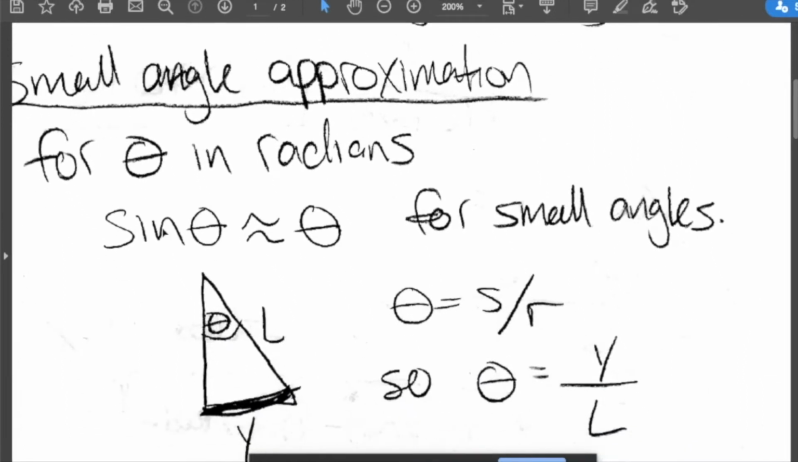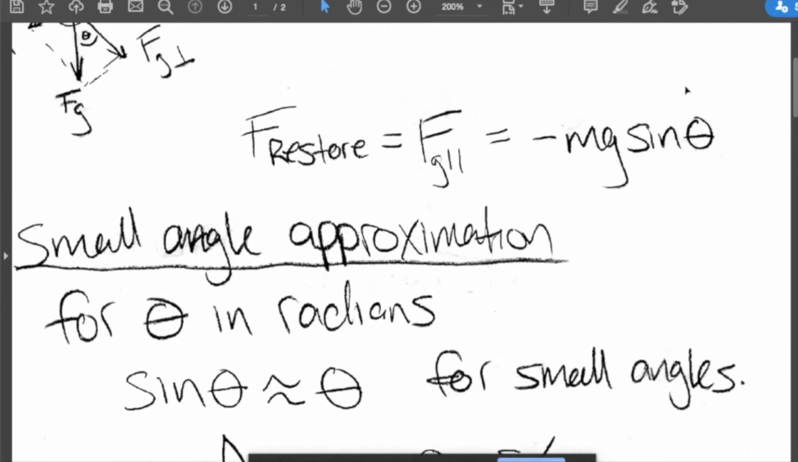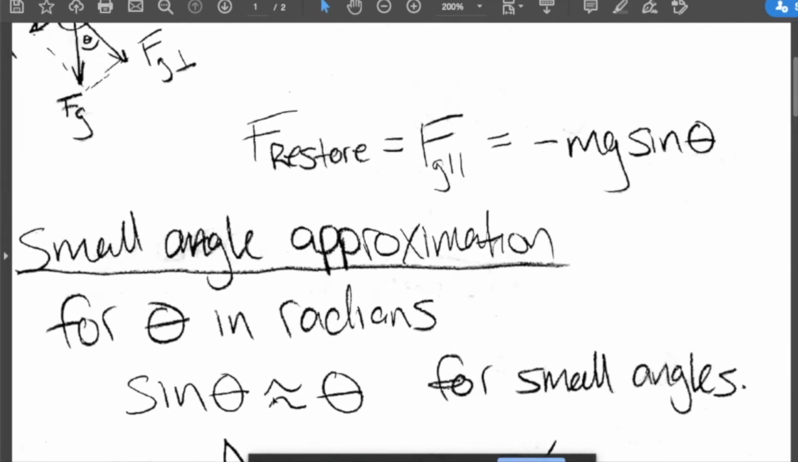So in radians, the sine of the angle is approximately equal to the angle. What I'd like you to do here is pause this video for a second and test this out in your calculator. I'll just give you a few examples. The sine of 0.05 is 0.04997917. Very close. The sine of 0.1 is 0.0998. So it's close, but it's not perfect.